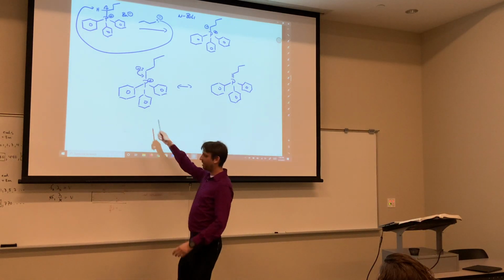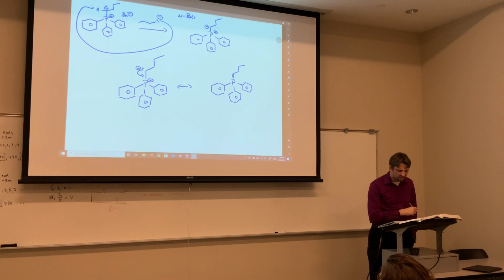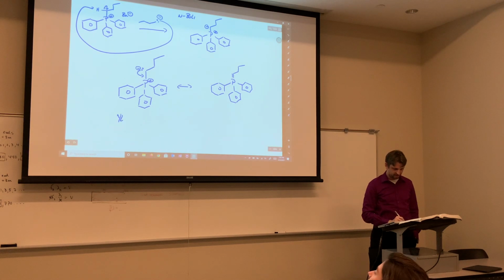So the other name for this is the ylide, isn't that what they talk about? Yeah, they call it that in the book, right? So ylide, or zwitterion, or sometimes Wittig reagent.